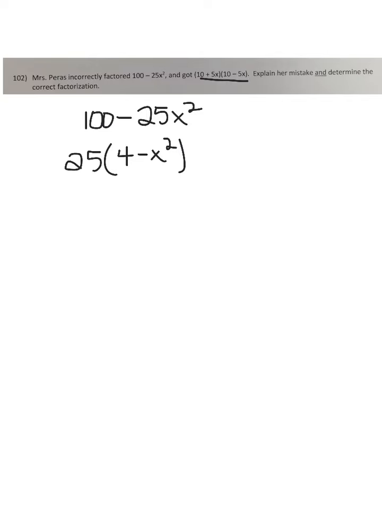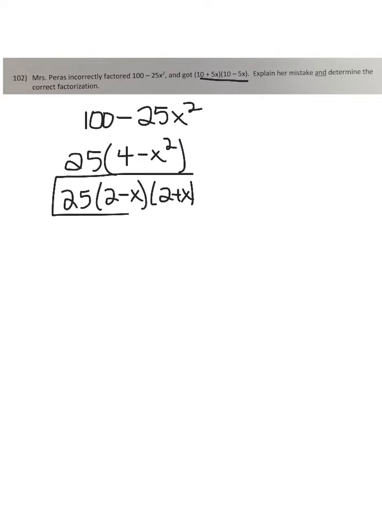So I factored it, but please keep in mind that this is a difference of squares, and we can keep going with that. Okay? So I'm going to keep that 25, and then this will be 2 minus x and 2 plus x. So that is the correct factorization, by the way.